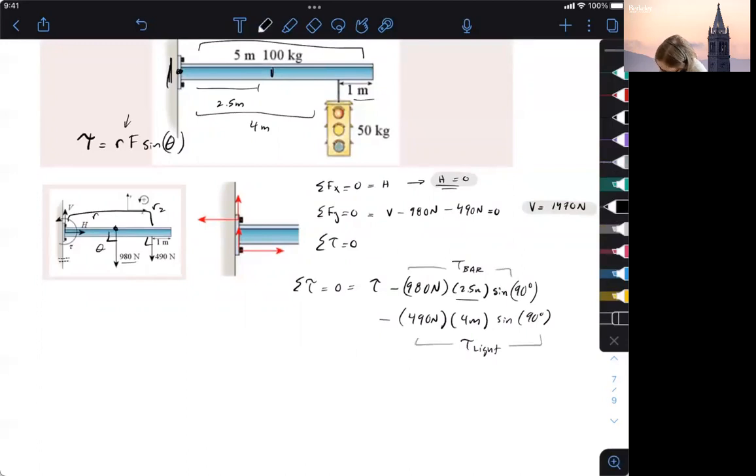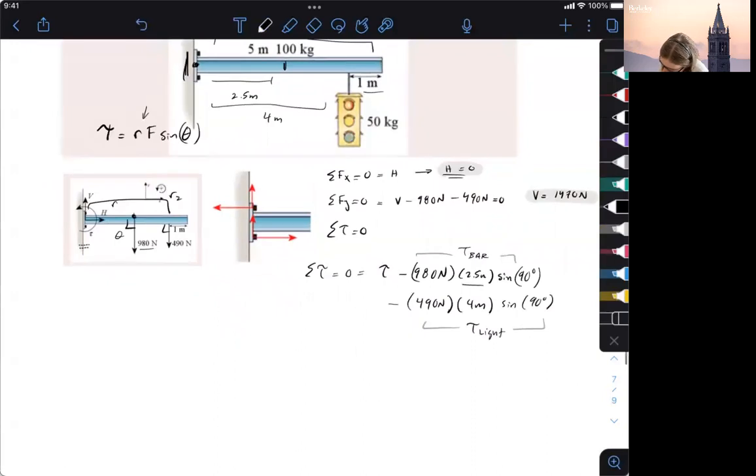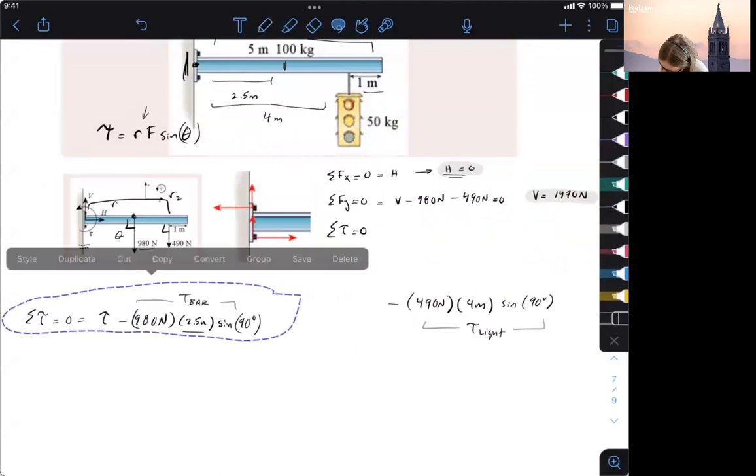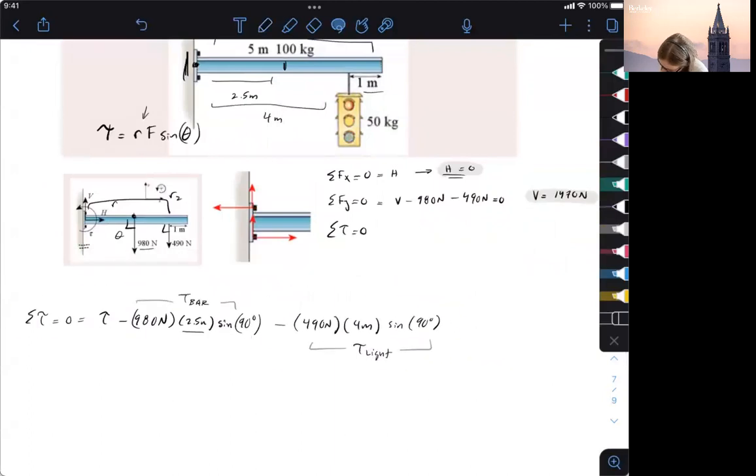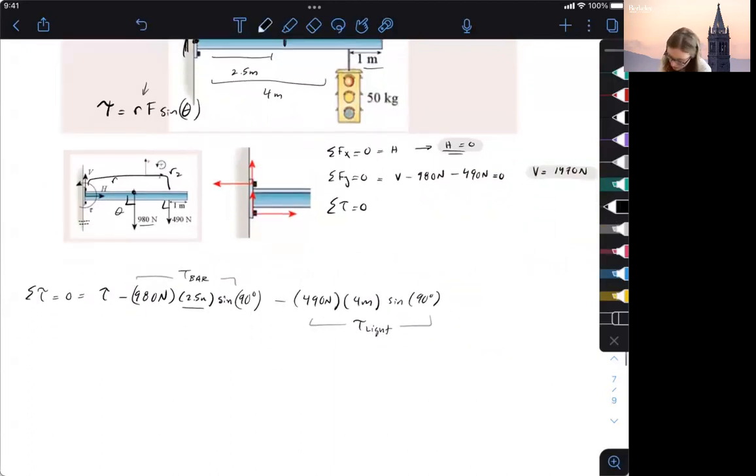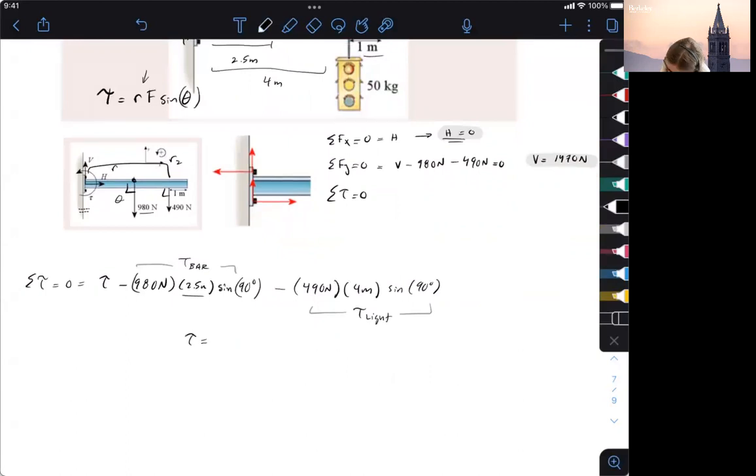So let's rearrange some stuff here and put it all together, to make this look a little bit nicer. Okay, torque of the light, torque of the bar, and all of that is equal to 0. If we solve for our general torque at the base, which needs to oppose all these other torques, we're going to end up with 4,410 newton meters, newton meters being the units for torque.